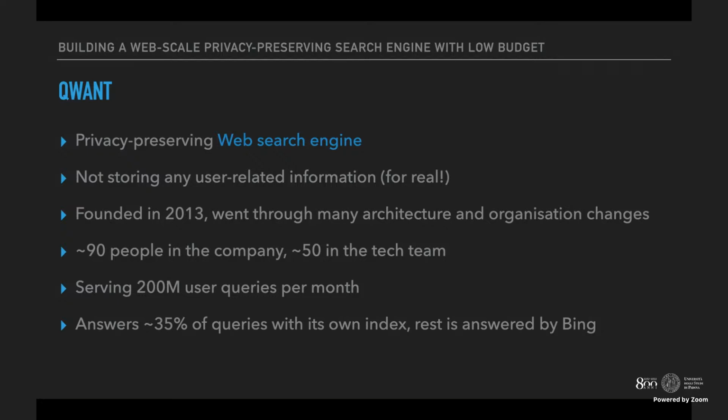It's serving roughly 200 million queries per month. And Qwant doesn't answer all of those queries. It answers roughly 30% of them with its own index, and the rest is forwarded to Bing. And so Bing gives the answers for the remaining queries.